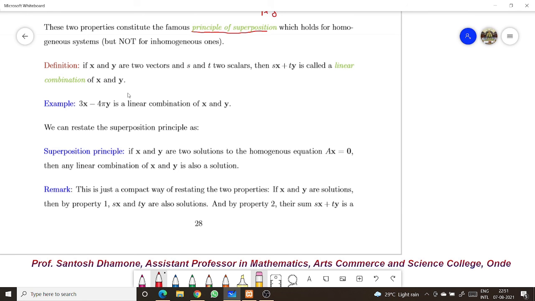We will solve some examples in tomorrow's lecture. Today I stop with this. In tomorrow's lecture we will solve some problems on homogeneous systems of equations and the superposition principle.